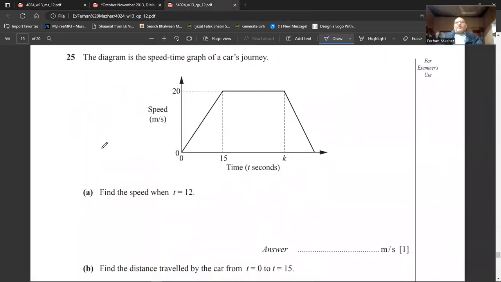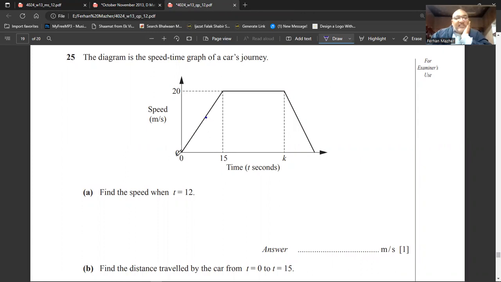He says, question number 25. The diagram is the speed time graph of a car's journey. So it's a speed time graph. Find the speed when t is 12. The t is 12 will be here, somewhere here.